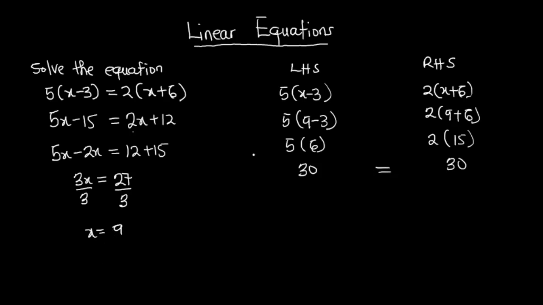Now assuming you do the substitution and you get, let's say over here 32 and then here to be 30, then it means the value of your answer or your x is wrong, so you need to redo the calculation to find your answer. Alright, so let's look at another example.